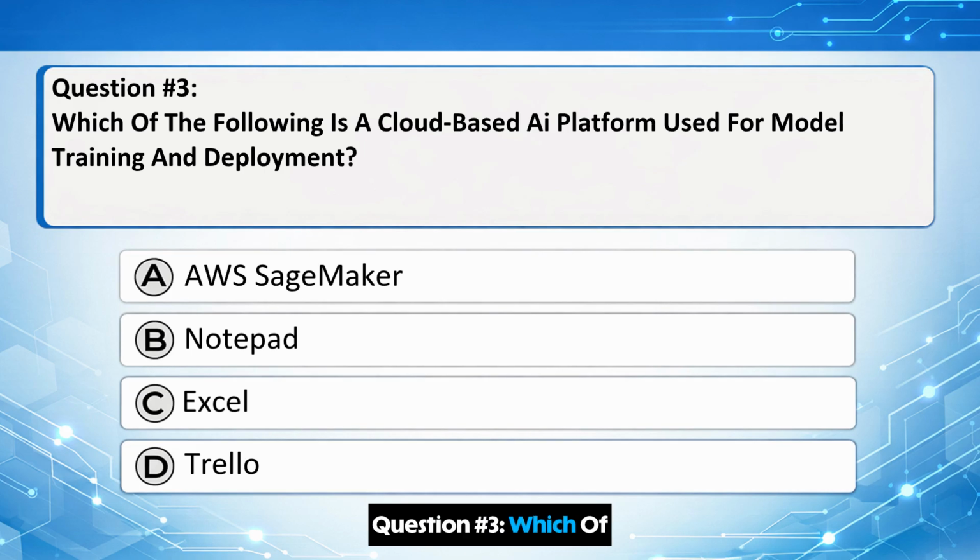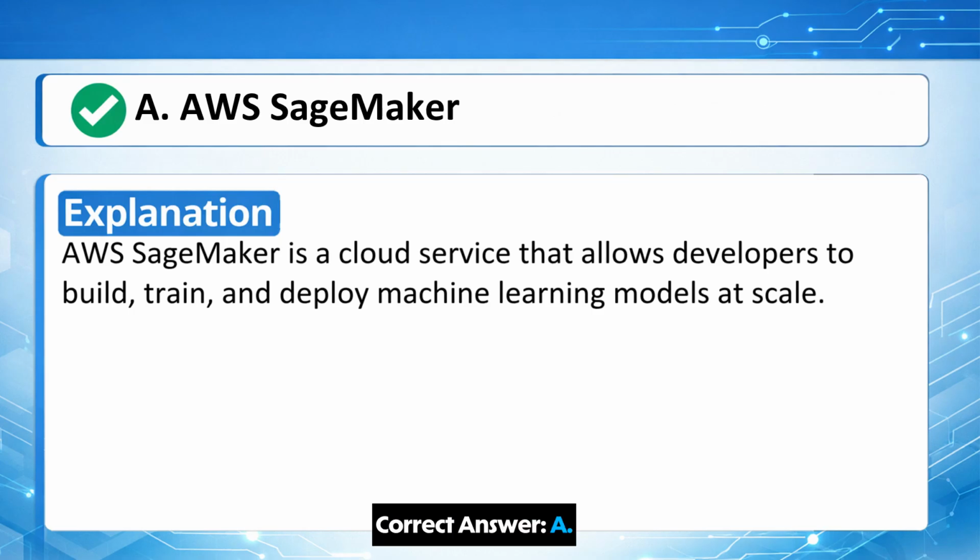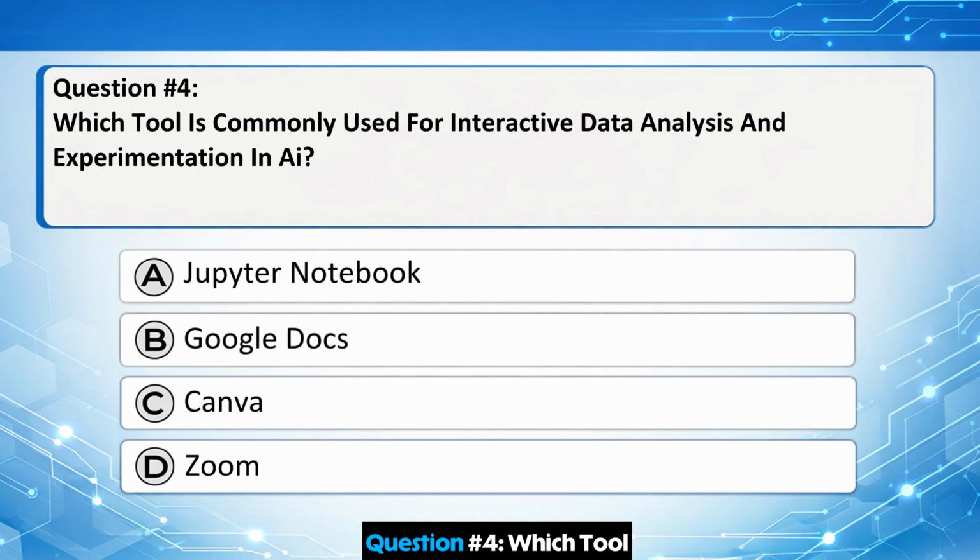Question number 3. Which of the following is a cloud-based AI platform used for model training and deployment? A. AWS SageMaker. B. Notepad. C. Excel. D. Trello. Correct answer: A. AWS SageMaker. Explanation: AWS SageMaker is a cloud service that allows developers to build, train, and deploy machine learning models at scale.